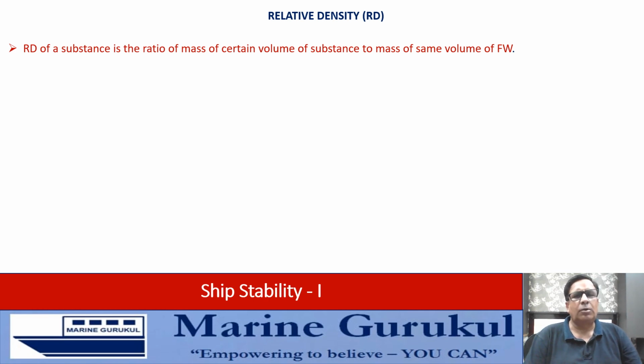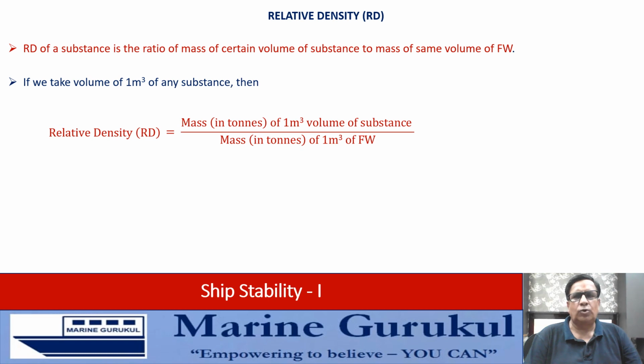If we consider the volume to be, say, 1 cubic meter, then relative density shall be equal to the mass of the substance in 1 cubic meter of volume over the mass of fresh water in 1 cubic meter of volume. And if these masses are taken in tons, then the numerator becomes the density of the substance expressed in tons per cubic meter, and the denominator becomes the density of fresh water expressed in tons per cubic meter, which we have already said is 1 ton per cubic meter.